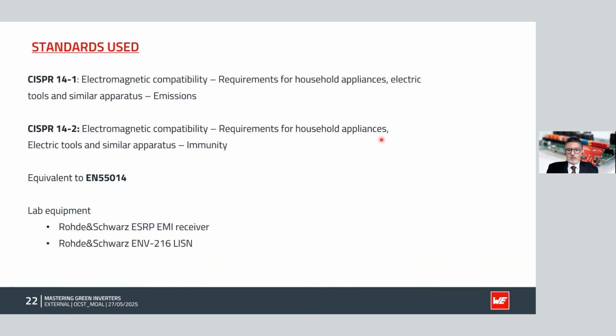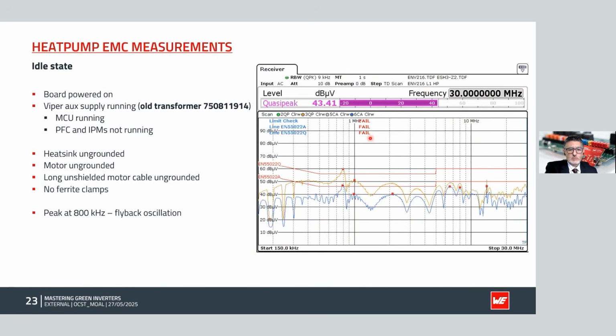Next, naturally, as we have mentioned earlier, we have tested this based on the CISPR 14 standard from an emissions point of view. I'm not repeating every test that has been done, but I'm giving you snapshots of some of the improvements and steps that we have taken as we were performing this testing. So the initial test was with the board powered on. The VIPer auxiliary supply had this transformer. We call it the old transformer because it had to be changed, as it was a source of some of the noise that you see here.